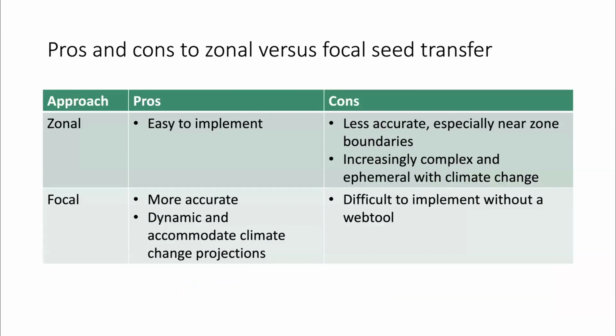So some pros and cons to both of these approaches. Zonal is easy to implement. They're static, so you can make maps. However, they're less accurate, especially near the margins of these zones. And they become increasingly complex, and some of these zones even become ephemeral with climate change. For focal point zones, they're much more accurate, and they're dynamic, so they can accommodate these climate change projections. However, they're difficult to implement. That's where a web tool comes into effect, so that we can generate these things on the fly.